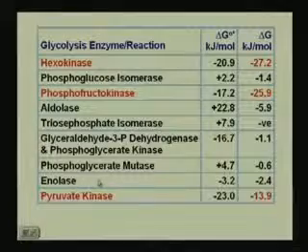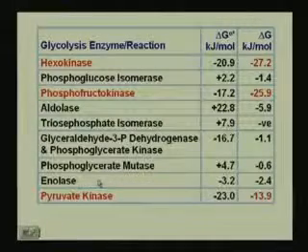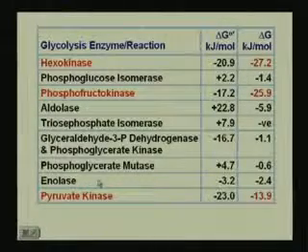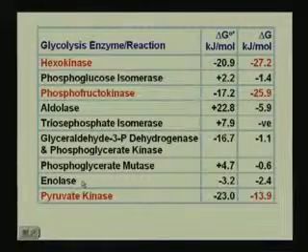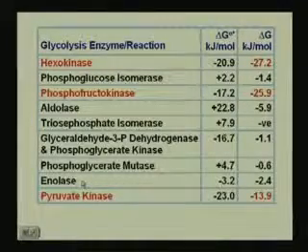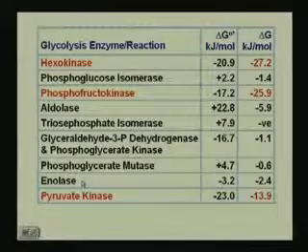Then we have the enolase that creates the phosphoenol pyruvate, because when you have the enolase you have to have an enol present there. So you have a phosphoenol pyruvate. That phosphoenol pyruvate loses the phosphorus by pyruvate kinase to form pyruvate. So these are all the steps of glycolysis.